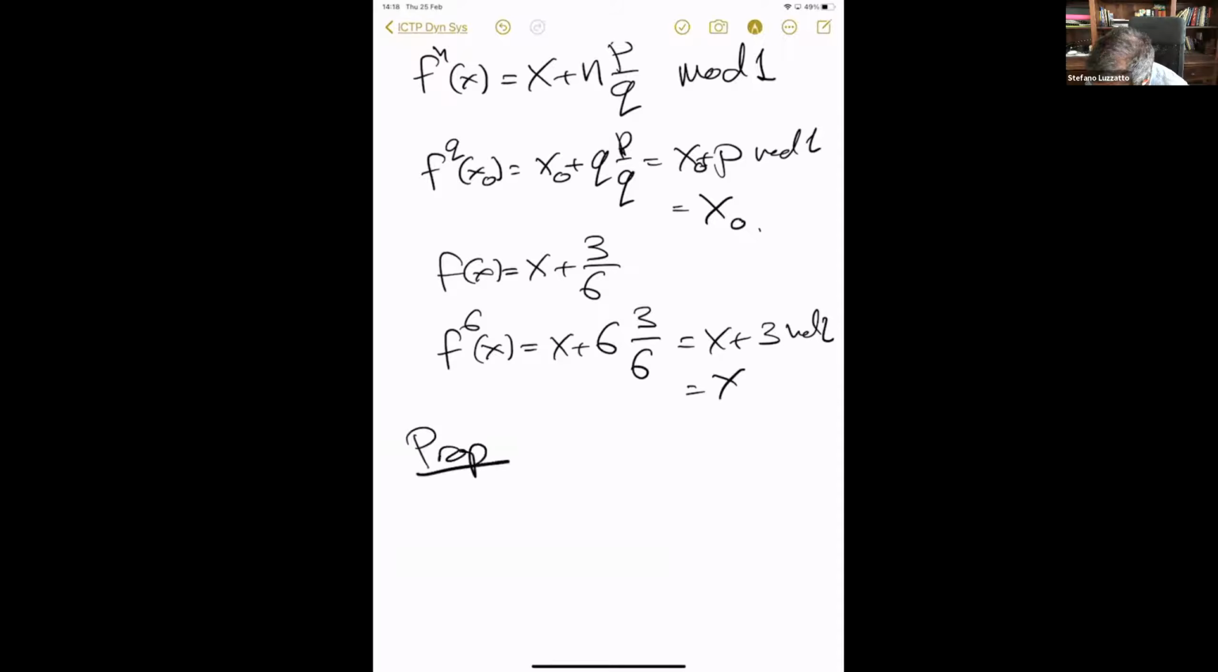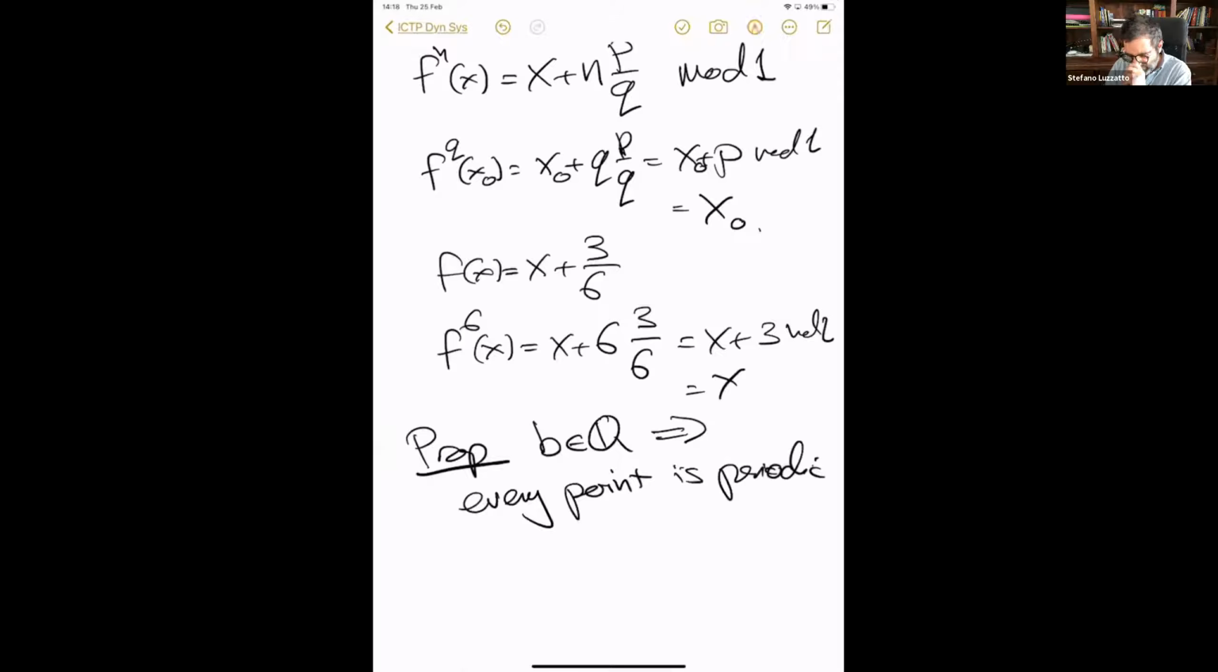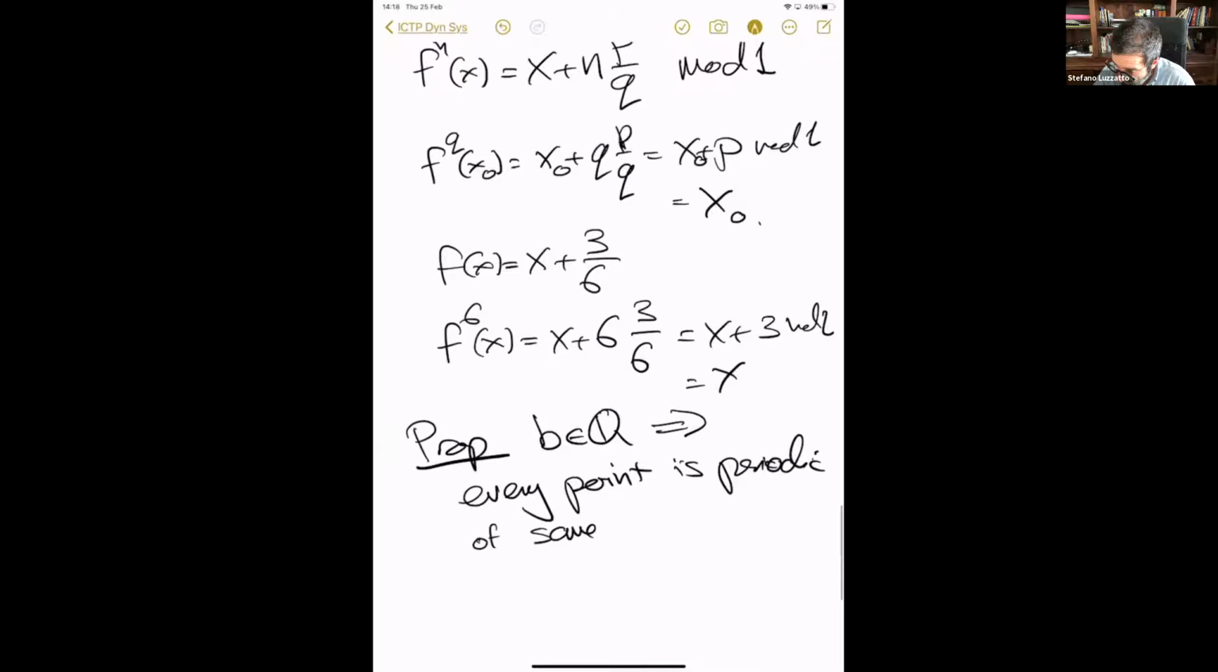So we have this proposition that if beta is rational, then it implies that every point is periodic, of the same period, right? It's kind of a generalization of the identity map in some sense. It's basically saying that some iterate of the map is the identity map, because every point is periodic of the same period.